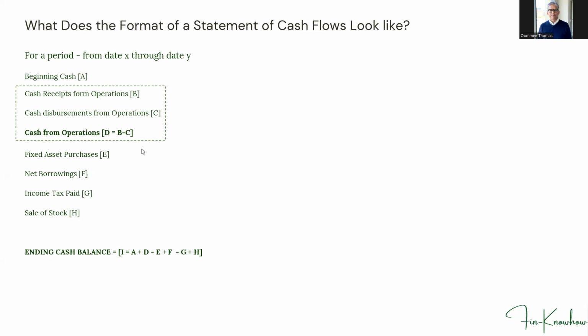The next line item you see is fixed asset purchases. Those are the outflows associated with the acquisition of heavy assets like plant or property or equipment. And typically these are represented on a net basis. So if it is positive, that means assets were purchased. If it is negative, it may mean that assets were sold, or vice versa, depending on how the statement is set up.